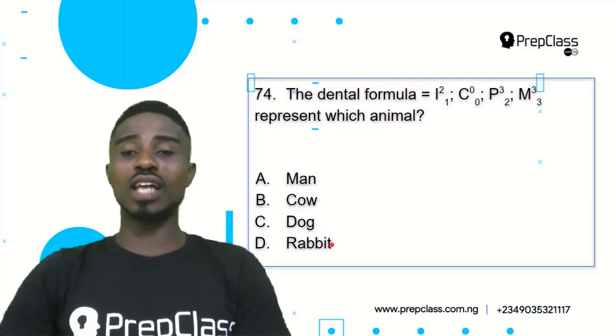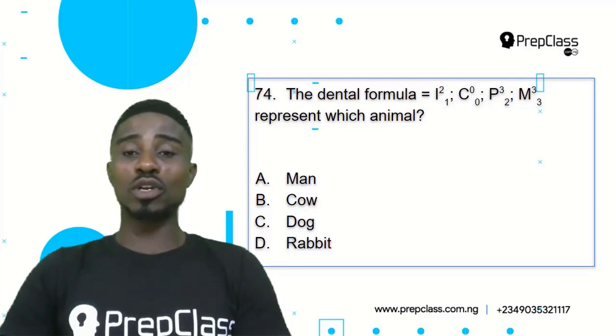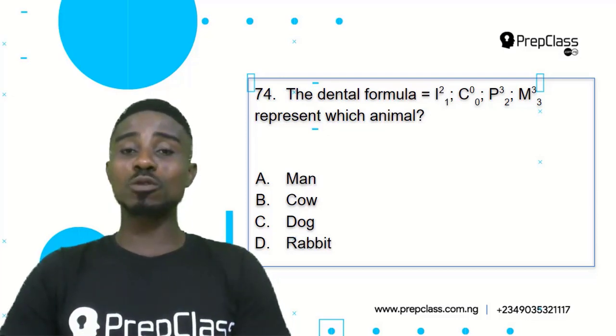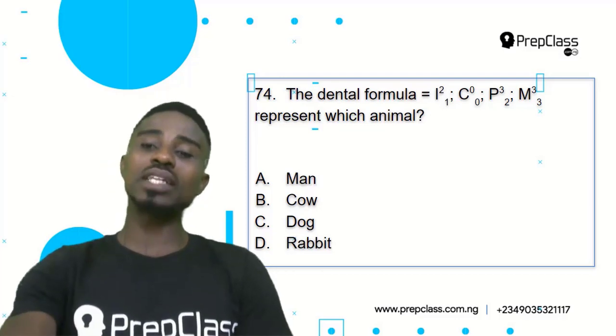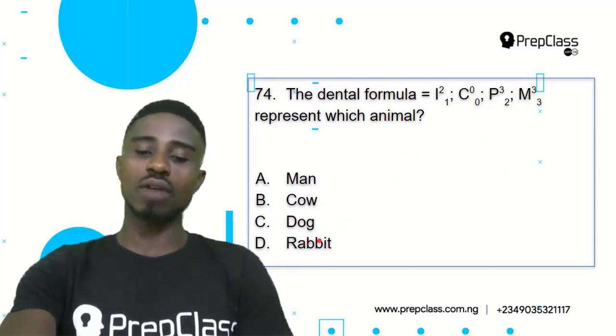If you've seen a rabbit, you see that this tooth is missing. The predominant ones, the one that you can see that is very observable, is the incisor, the front teeth. And that's why you see rabbits chewing like this, jamming their incisors together. So the rabbit lacks a canine tooth. So our correct answer would be option D, rabbits.